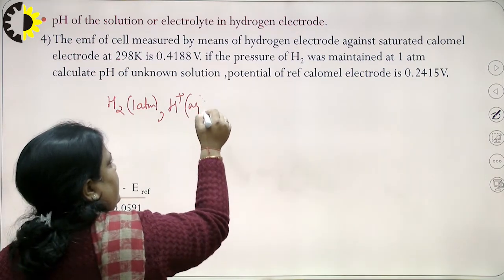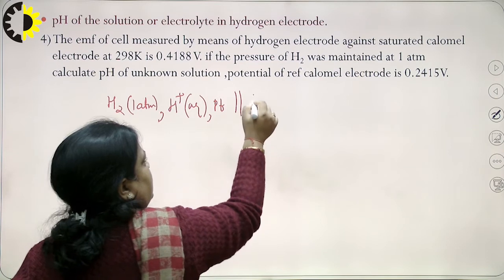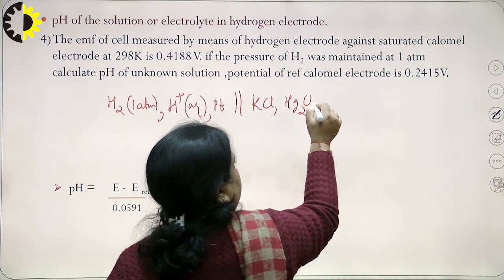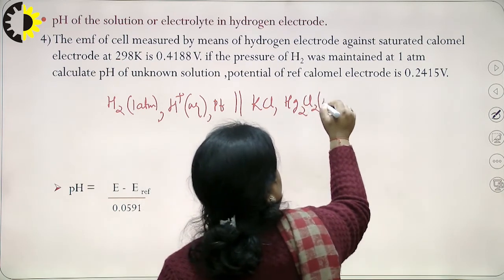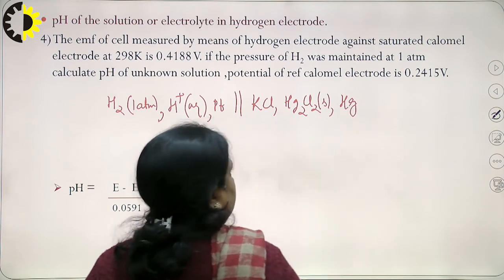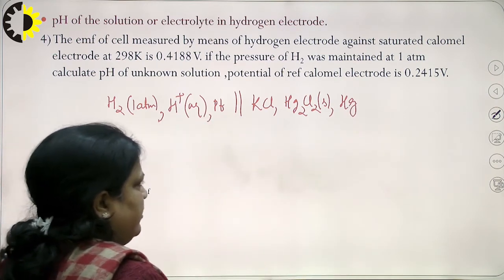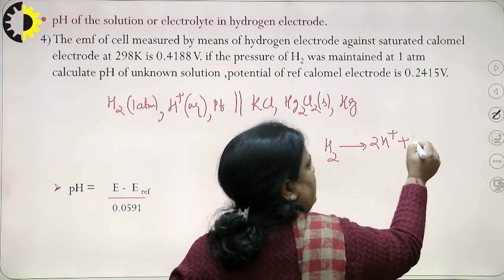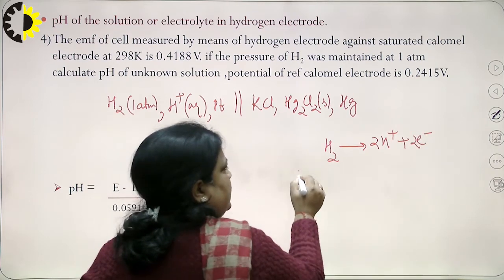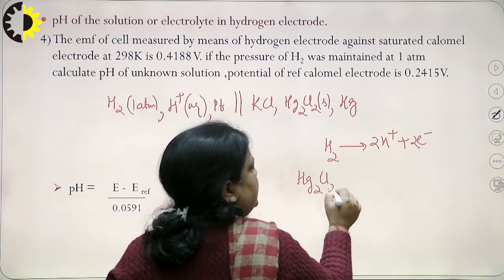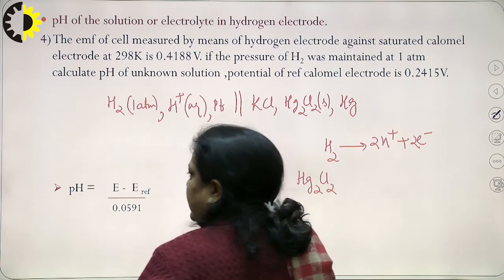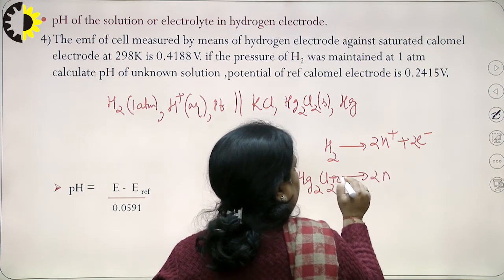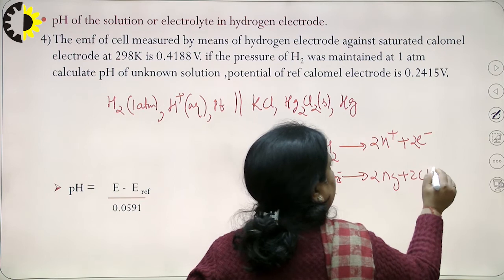So, aqueous, we can write Pt. Now, salt bridge KCl and then Hg2Cl2 and Hg. This is the simple cell. What will be the chemical reaction? H2 will give you 2H plus plus 2 electrons. This is at the anode. And the reaction at the cathode: Hg2Cl2 plus 2 electrons will give you 2 Hg plus 2 Cl minus.